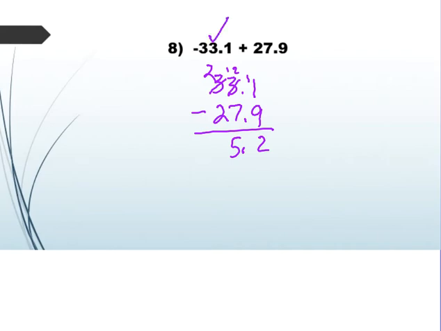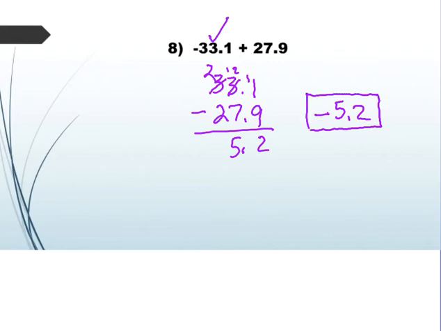Example 8. It's addition. The signs are different. Big minus small. Put our decimal in the answer. 11 minus 9 is 2. 12 minus 7 is 5. And I almost forgot to cross this out and put a 2. 2 minus 2 is 0. And you look back at the original problem, the negative number is larger, so your answer is negative 5.2.